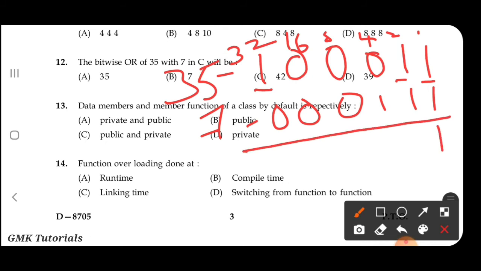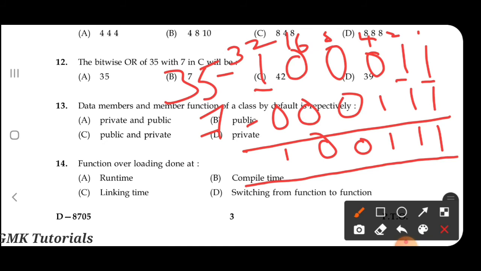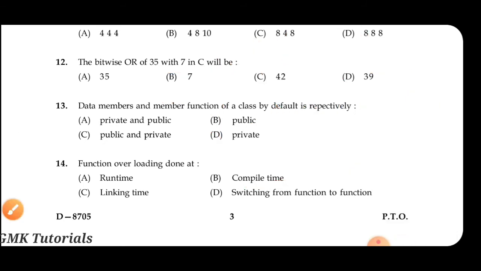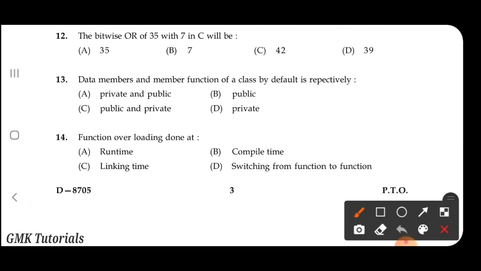So 1 and 1, here also 1, 0 and 0, 0 and 1. So the result is 1000111. It is 32 plus 4 is 36, plus 2 is 38, plus 1 is 39. So the answer is D, 39.